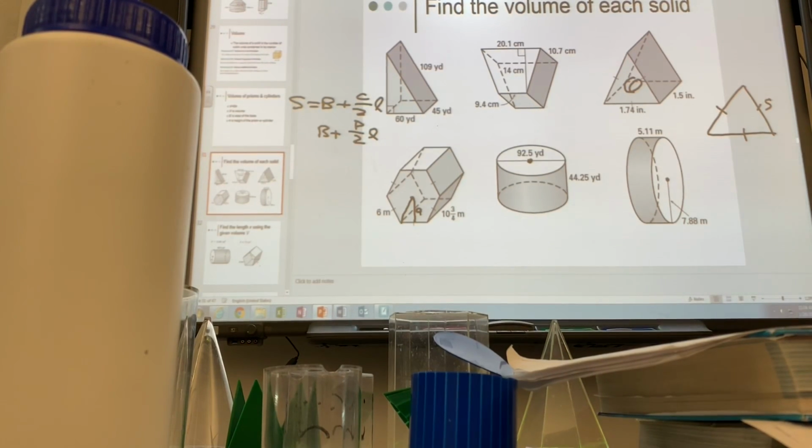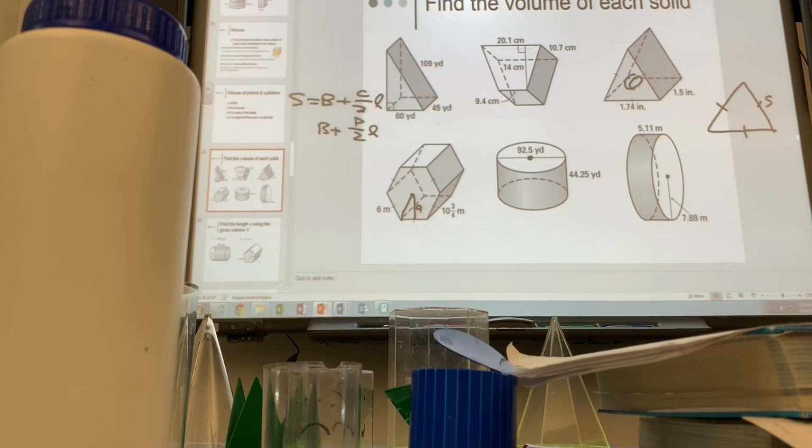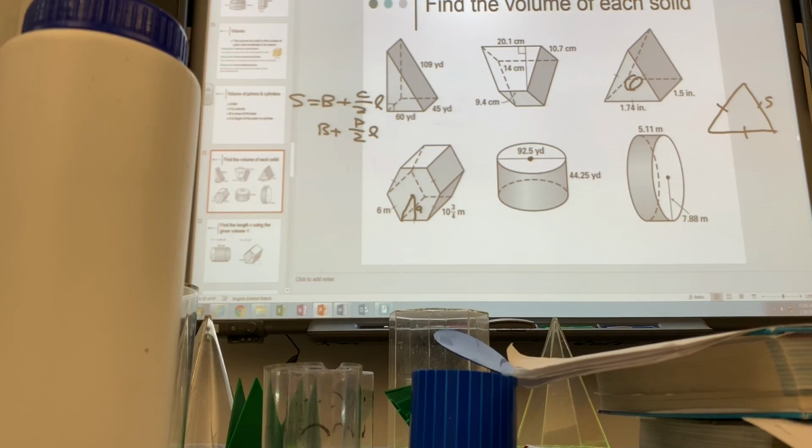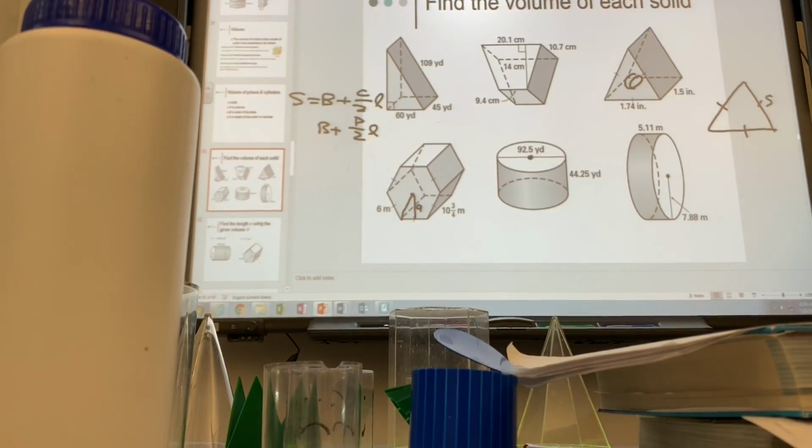Some days ago, I showed you on the board. Is it square root of 3 over 4 a? So it's 1/2 a times a over 2 square root of 3 equals square root of 3 over 4 a. Tell me again the formula. If you can remember the formula, you can save lots of time. I tell you, square root of 3 over 4 s squared.